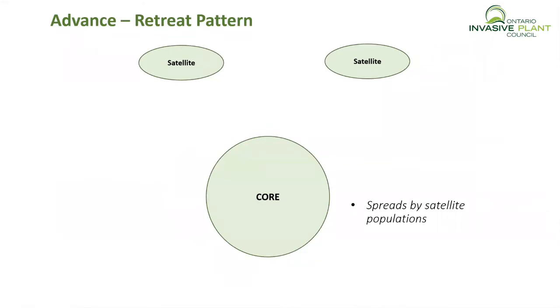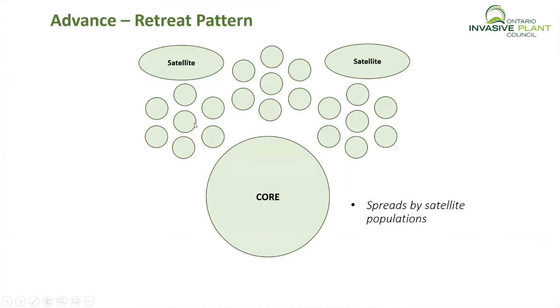Garlic mustard spreads from a core population and forms satellite populations about 1 to 2 meters from the plant. Within 4 to 5 years, this area fills in with more seedlings. A core patch from here can double in size every 4 years and can dominate a forest understory within just a few years.